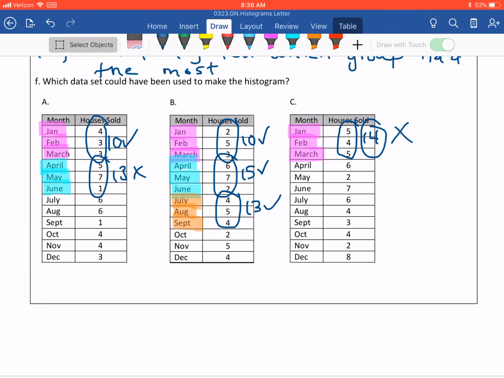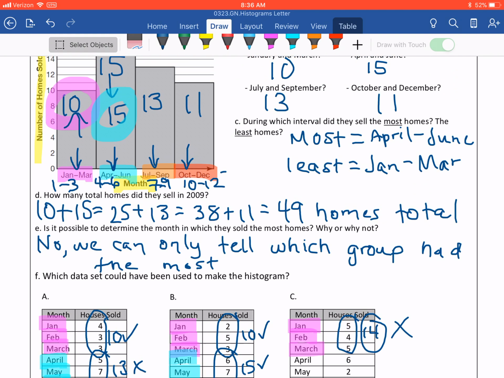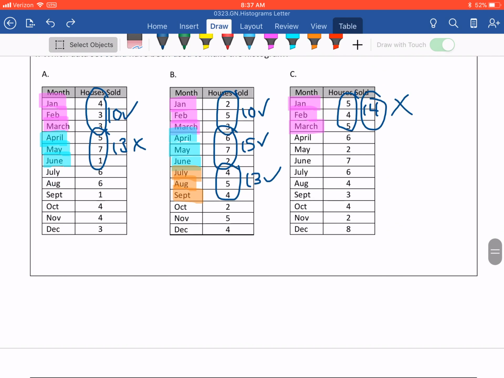That one's good. And for my last interval, for October through December, that one is supposed to be 11. So let's check with our last interval, October, November, December. 5 plus 2 is 7. 7 plus 4 is 11. So we know for sure B is correct. And that A and C don't work.